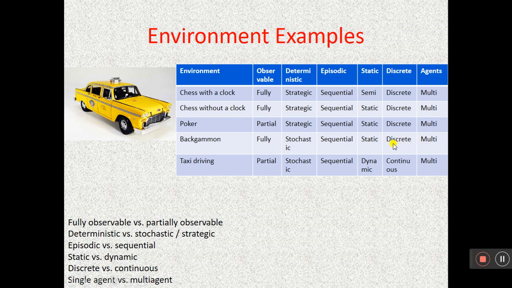This example we have discussed in our previous lecture, that driving a car is partially observable. This is sequential. You cannot jump the car from one street to another. You have to follow some sequence of road. This is static? No, this is dynamic. This is discrete? No, this is continuous. Your car is not jumping from one street to another, from one road to another. You are basically following the continuous. And what type of agent? This is multi-agent. Many cars are moving on the road.